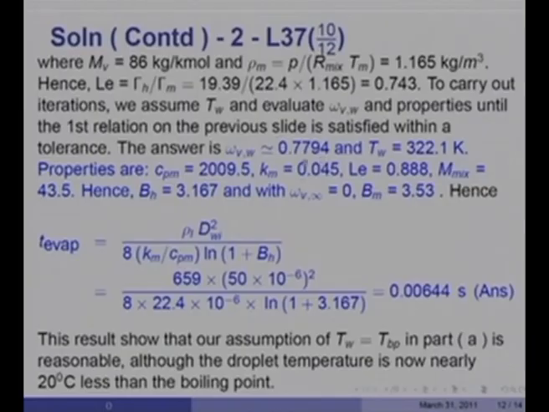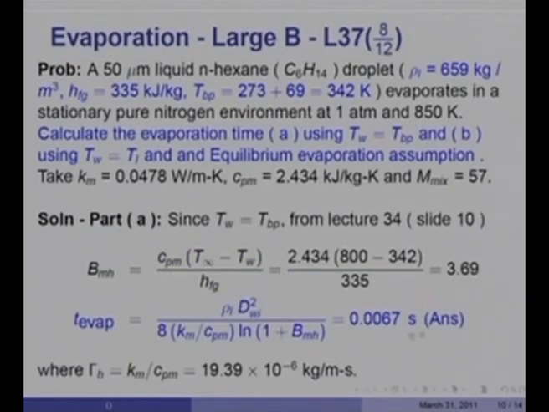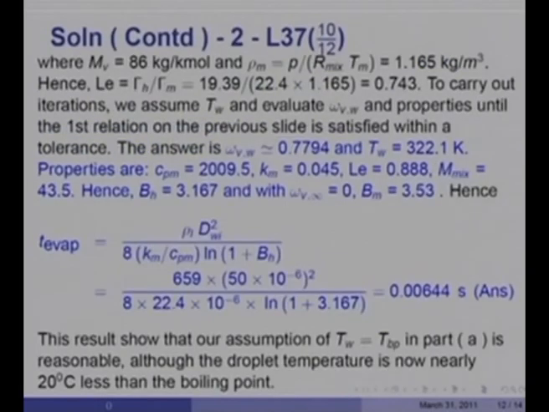And for these conditions of Tw, which is 49.1 degrees centigrade, I evaluate Km by Cpm equal to 22.4 × 10^-6, and 1 plus 3.167, which is what? Now, you get the answer as 6.44 milliseconds, whereas by injecting at Tbp, you had 6.7 milliseconds. Now, you have 6.4 milliseconds.